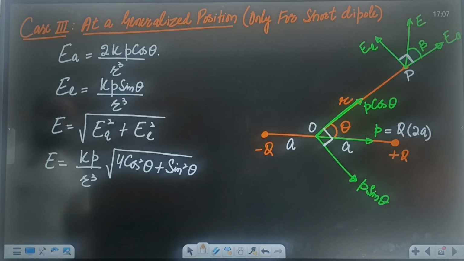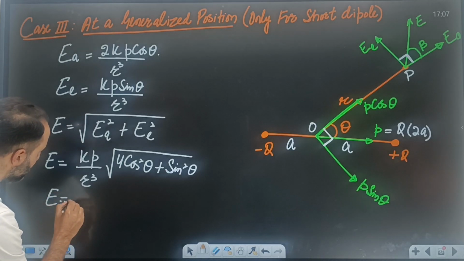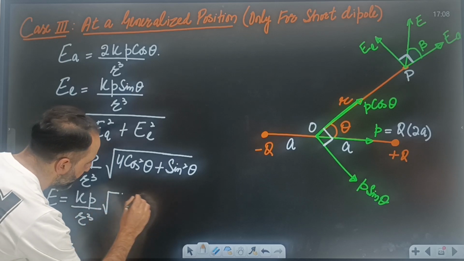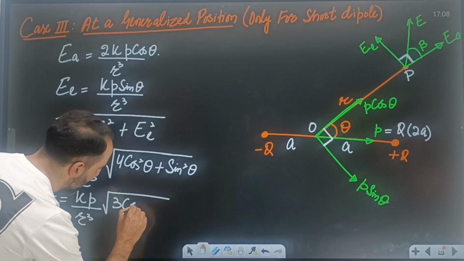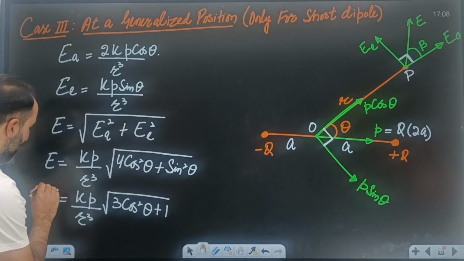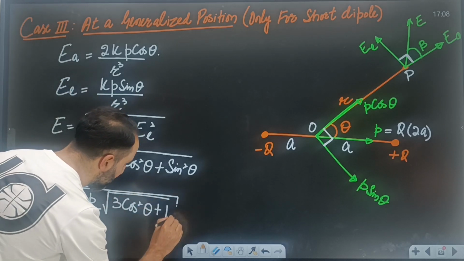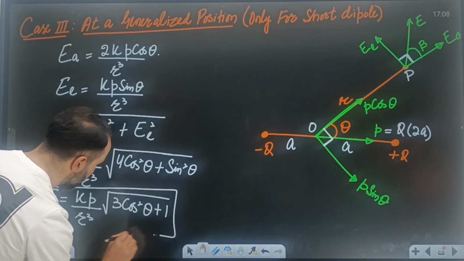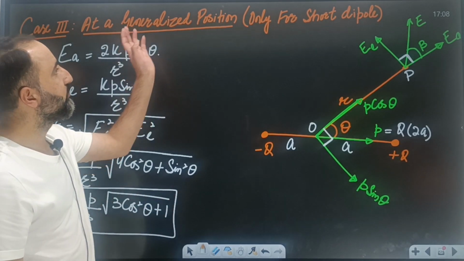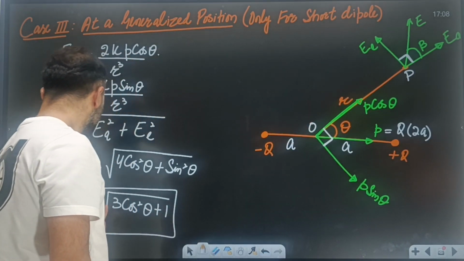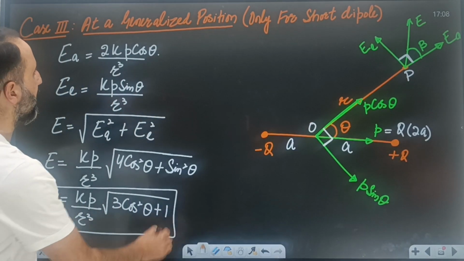Now you know that cos square theta plus sin square theta is equal to 1. So it will be kP divided by r cube under the root of 3 cos square theta plus 1, since cos square theta plus sin square theta is equal to 1. This is the net electric field due to a short dipole at a generalized position. This is the net electrostatic field, which is equal to kP divided by r cube into the root of 3 cos square theta plus 1.